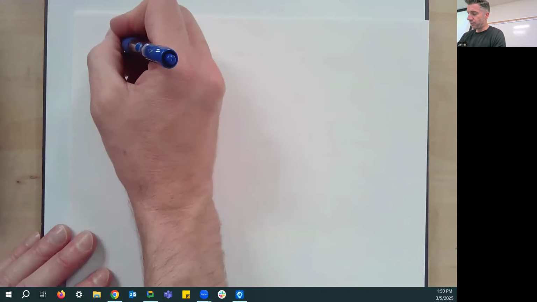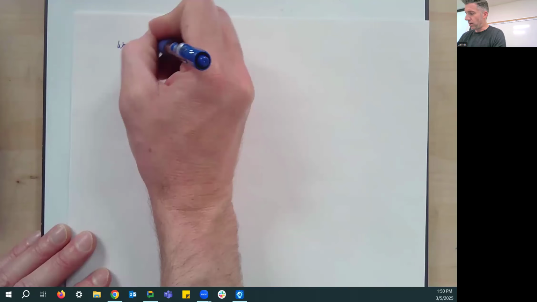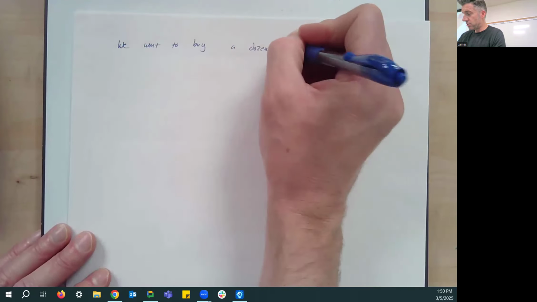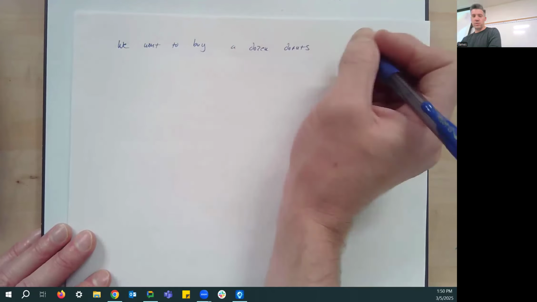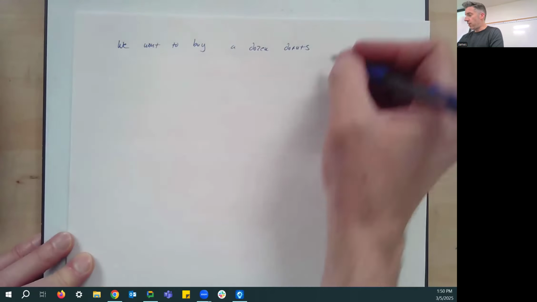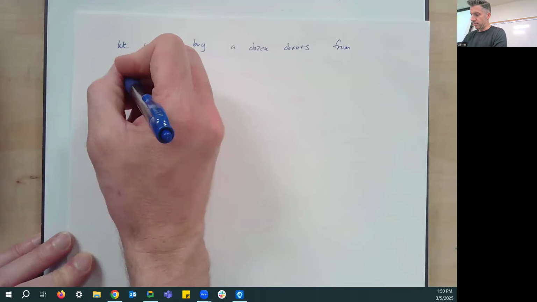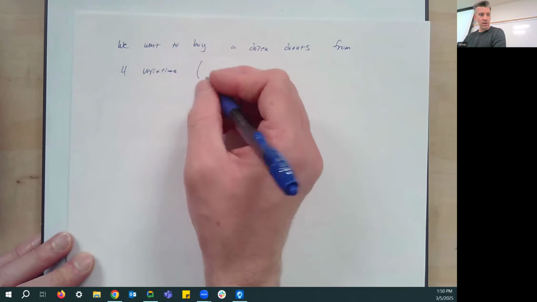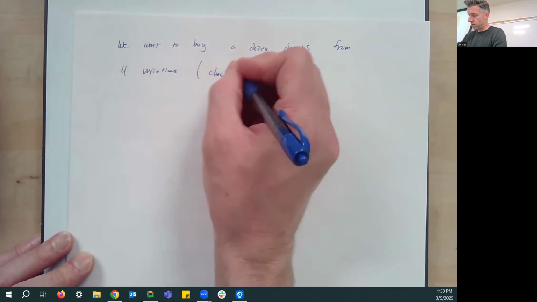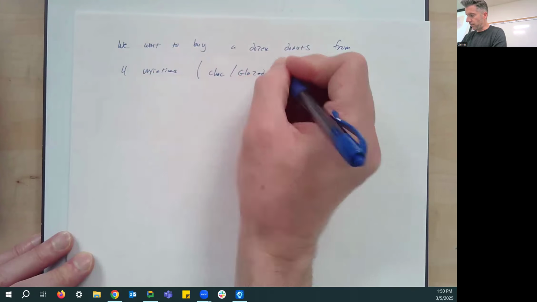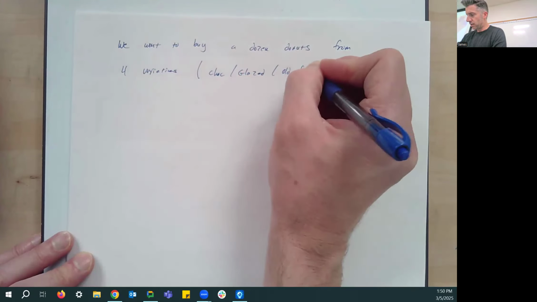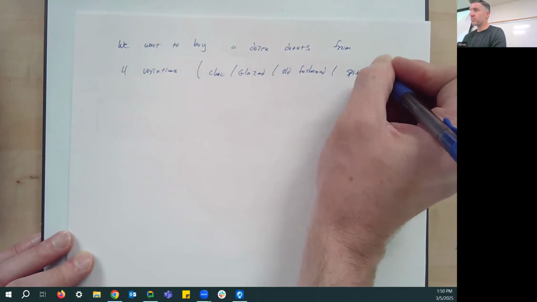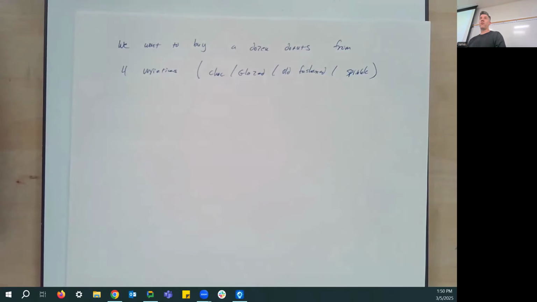Now we want to buy a dozen donuts, not a baker's dozen, an actual dozen, which is 12, from 4 varieties. We know that everyone in the office is cool with chocolate, glazed, old-fashioned, and sprinkles. So those are the 4 varieties we're choosing from.